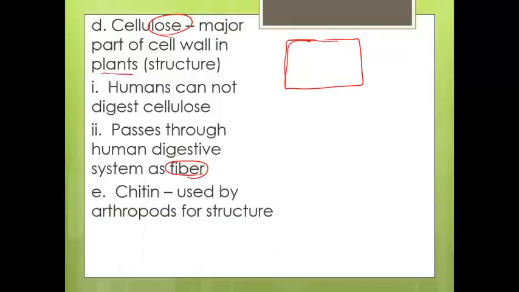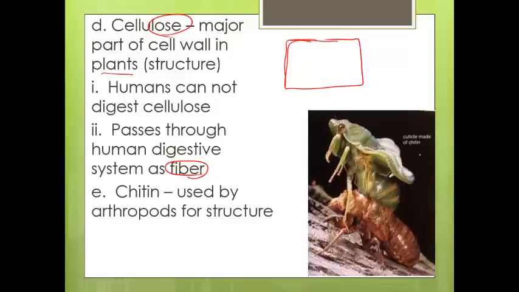And then lastly, we have chitin. It's pronounced with a K, not a CH, so it's chitin. And this is a type of polysaccharide used by arthropods. You would think of it like an insect. And here you can see like a cicada, and they get rid of their exoskeleton as they grow. They kind of shed that exoskeleton, and this whole exoskeleton here that they're leaving behind is made of chitin, which is a carbohydrate.